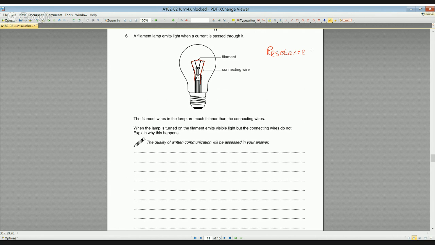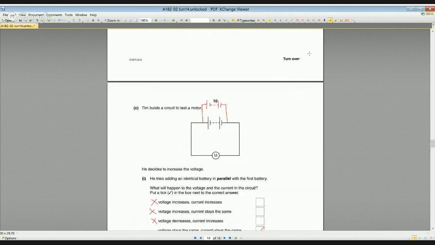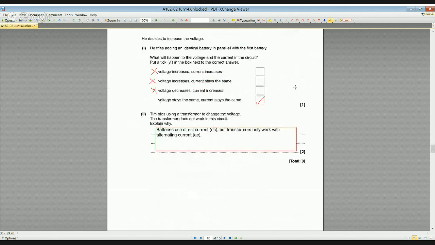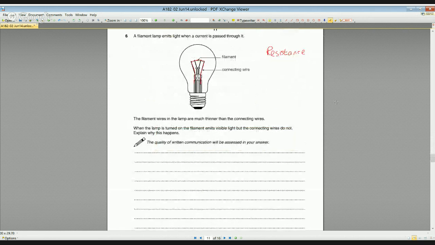A resistor is a component, just as Tim was using up here, he was using resistors. They are specific little components whose only job is to provide a certain amount of resistance. So we need to be clear about the different language there between resistance and resistor. There are no resistors in this light bulb. There are wires that have resistance. Now, it gives us a clue here.